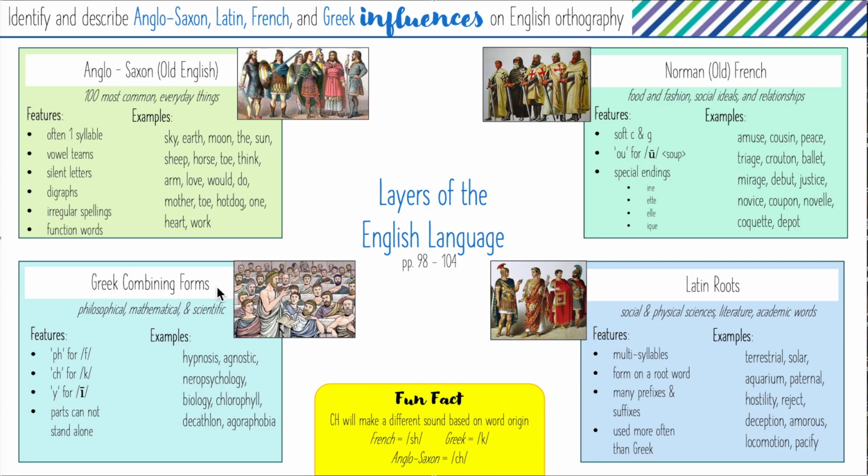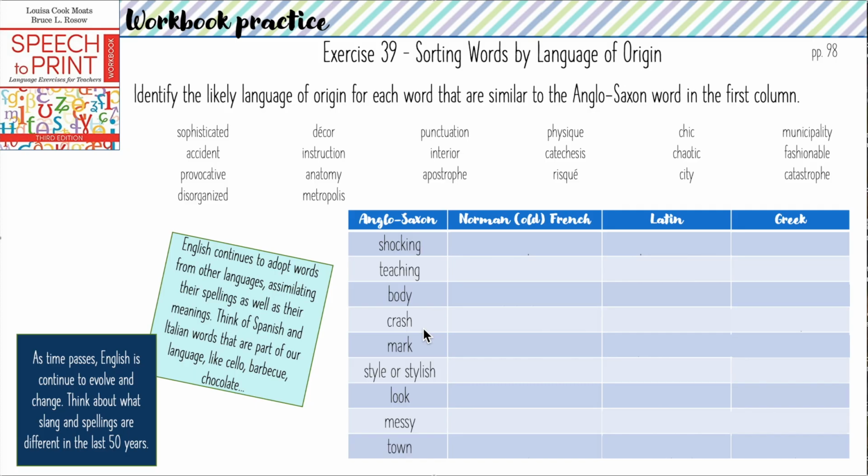So you can see how this would be important to let kids know how to identify what origin it's from, or you might just tell them, and that will help them to learn those. So let's practice deciding if some of these words are Anglo-Saxon, Norman French, Latin, or Greek. Since we're going to try to help our kids do that, let's see how well we can do that. This is exercise 39 on page 98 of your workbook.